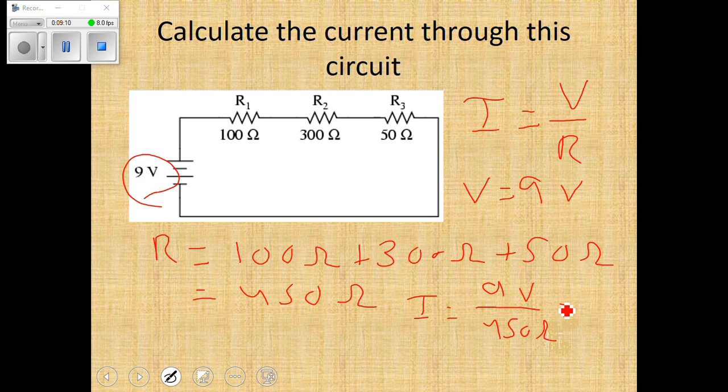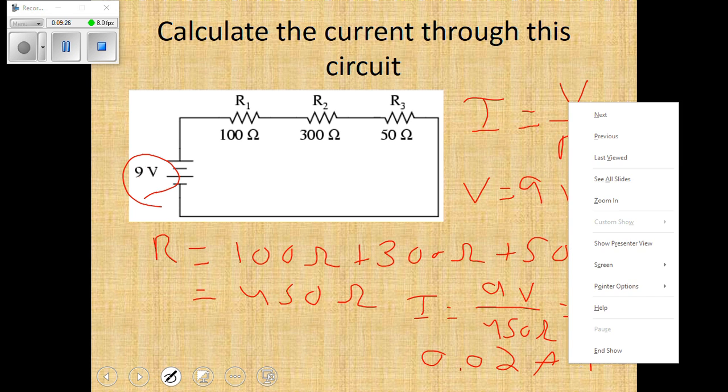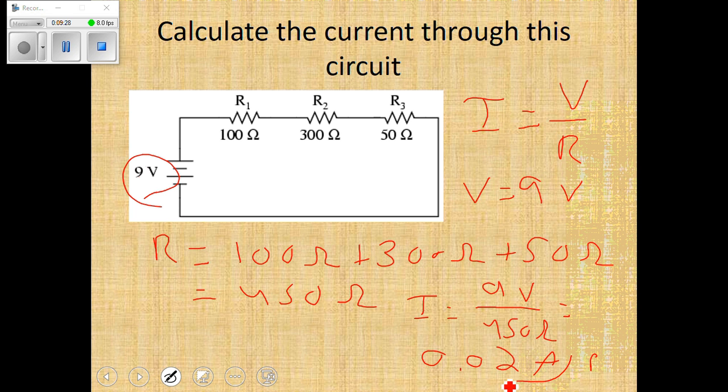I is equal to the voltage, again 9 volts, divided by 450 ohms. Pardon the handwriting. And again, I'm going to pull up the calculator. So I'm going to take 9, divide it by 450, because I can't do that in my head, and I'm going to get 0.02 amps. Okay, 0.02 amps. I definitely recommend that you try that along with me on paper to make sure that you're following what I'm doing. Okay, let's try one more example.